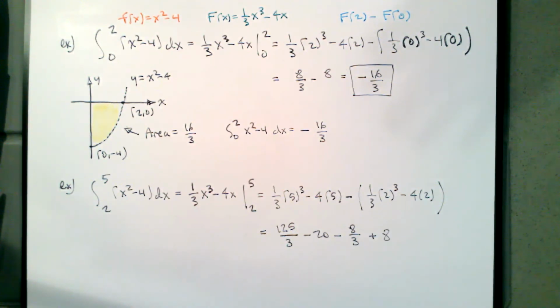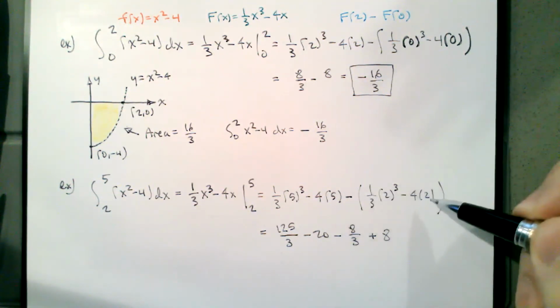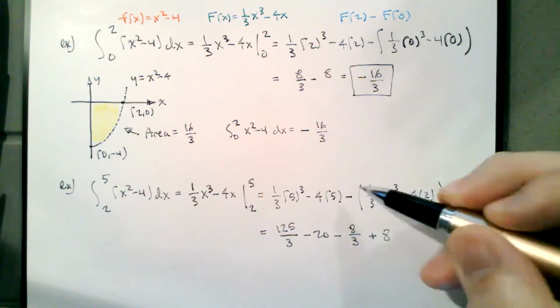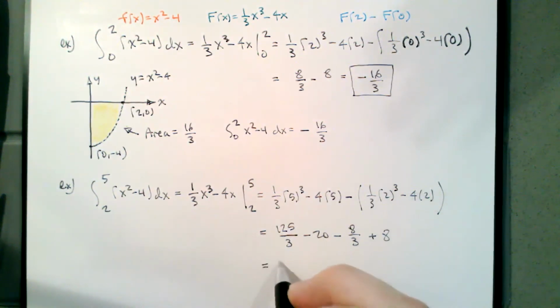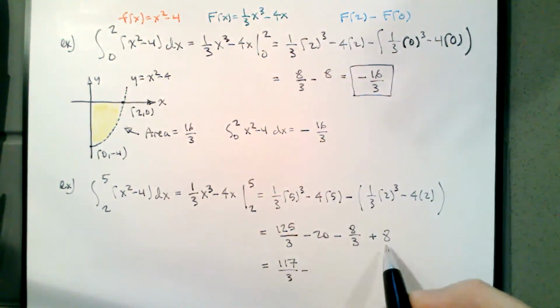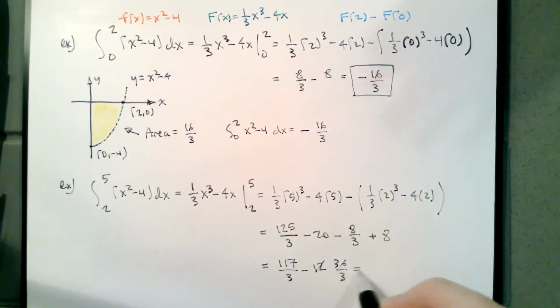Since we have two terms in our antiderivative, we have to make sure we use parentheses. We subtract the first term, but we're subtracting a negative for the 4 times 2, so it'll be a positive 8. So don't forget your distributive property. 125/3 minus 8/3, that's going to give us 117/3. And then minus 20 plus 8 is going to be a minus 12. 12 is 36/3. So we get 117 minus 36.